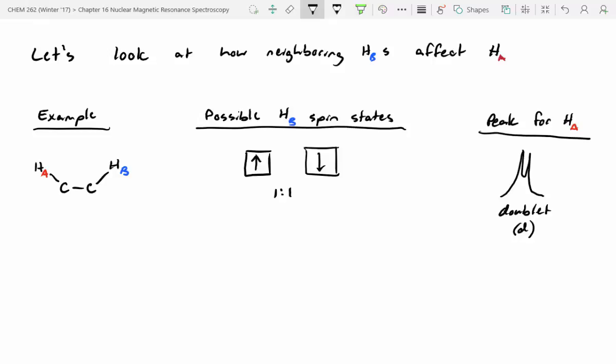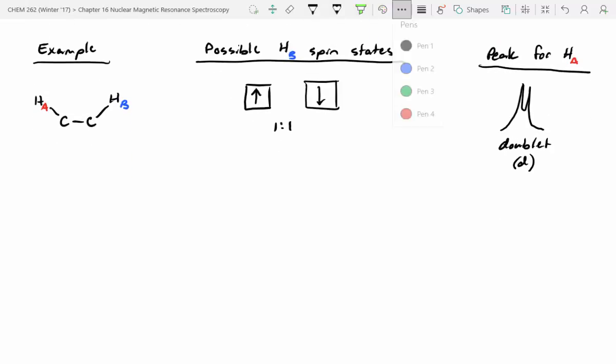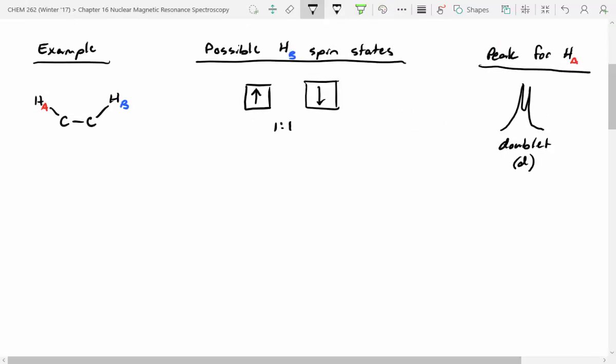Now let's look at a more complicated example. Can I ask a question real quick? Yeah. Why are we looking at the peak for HA in comparison to the spin of HB? So HA, that's a good question. HA feels HB, but HB can be in two possible states, either spin up or spin down. So that causes the HA signal to actually appear as a doublet. It's a little abstract to think about, but HB is impacting the signal of HA and splitting it into two possible peaks that are really, really close to one another.